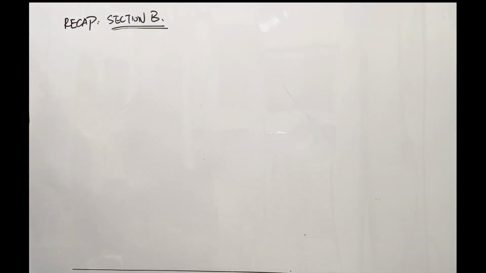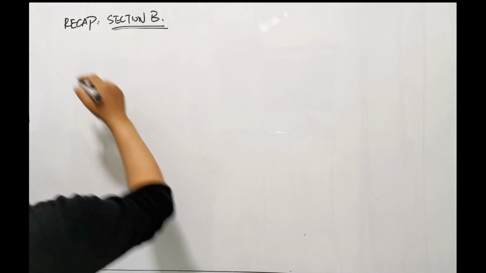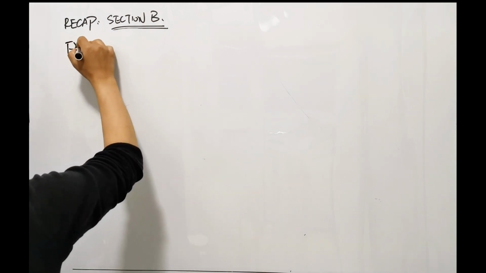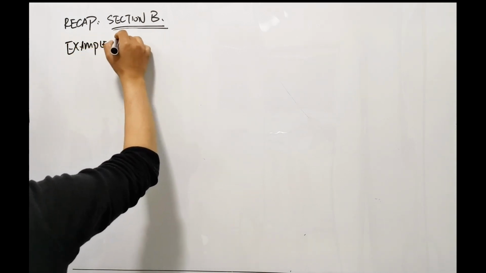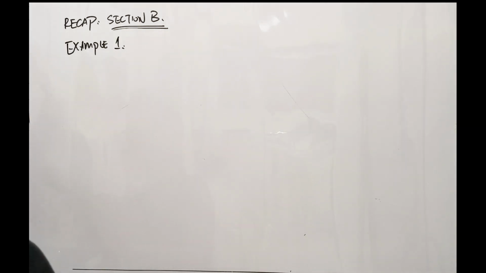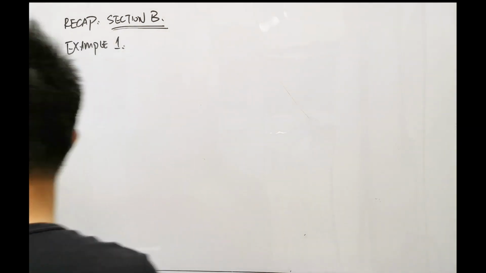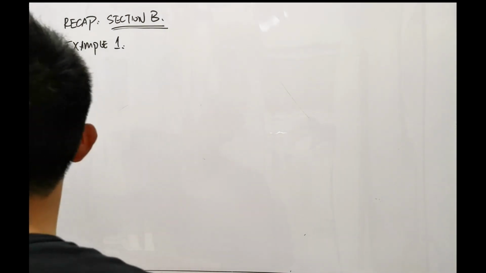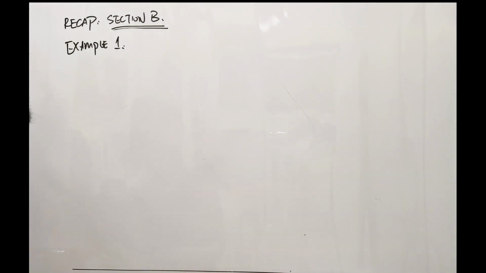So here comes example 1. We're going to draw some vectors in the Cartesian plane.